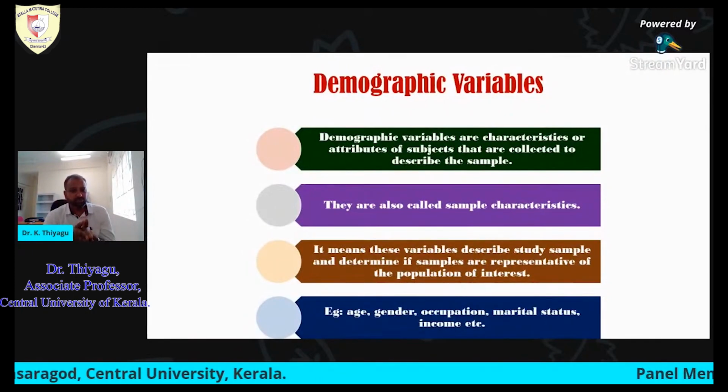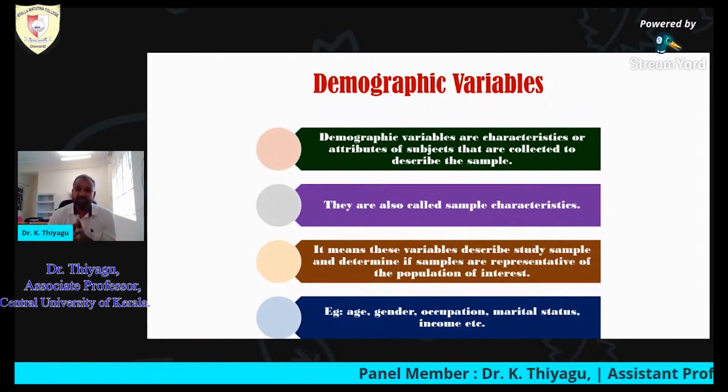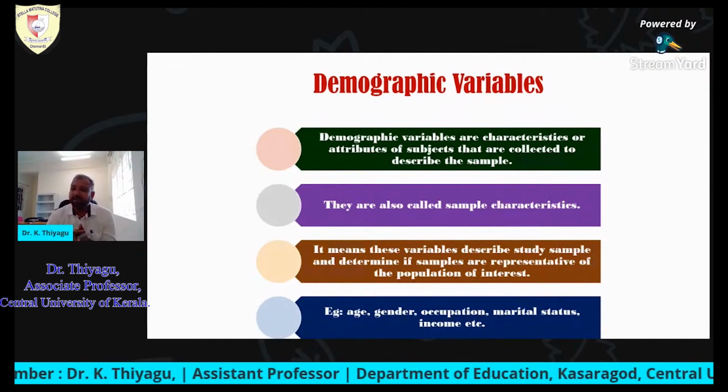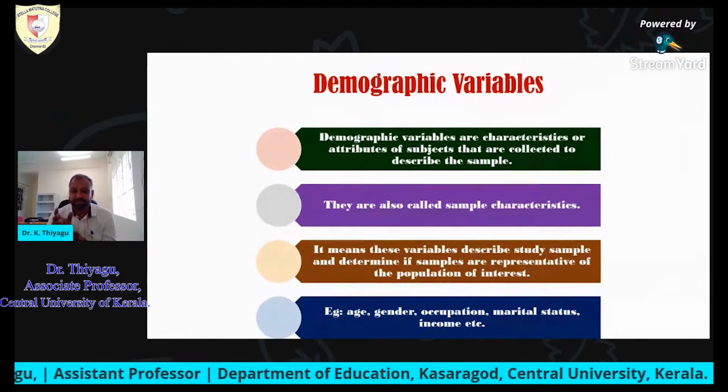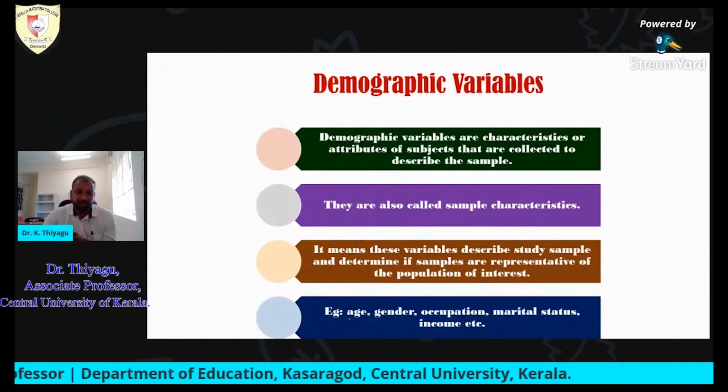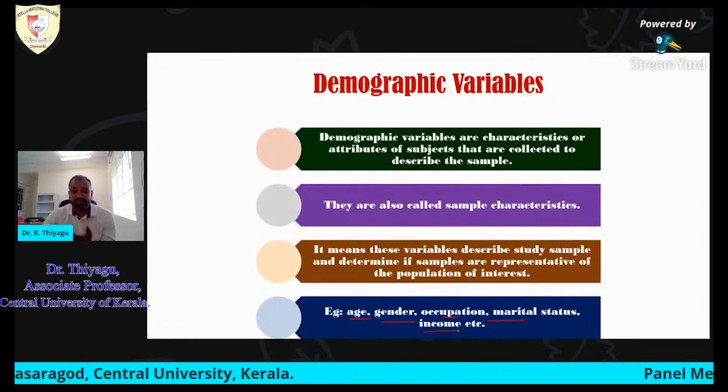Then the next thing is the demographic variable. Sometimes we may use the term background variable. The demographic variable as well as the background variable relates to the sample. It describes the sample only. Sometimes we may use the term sample characteristics. That's why I'm giving examples like age, gender, occupation, marital status, as well as income. These come under the demographic variable.